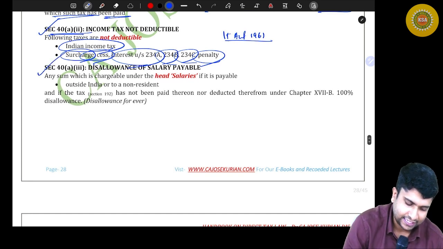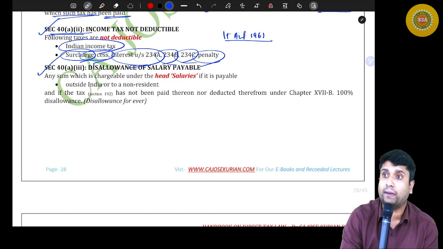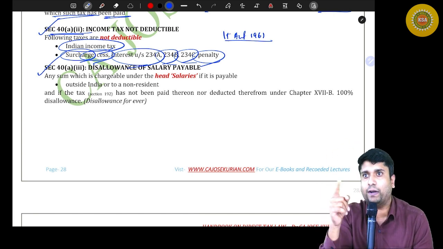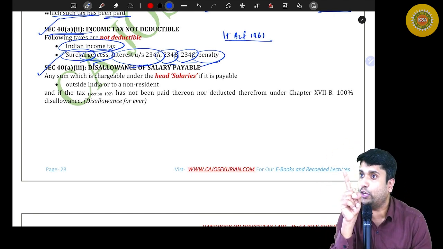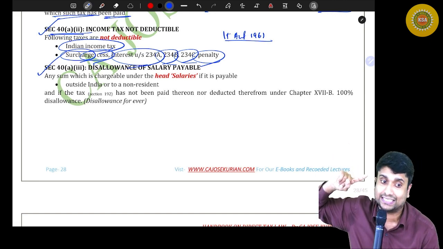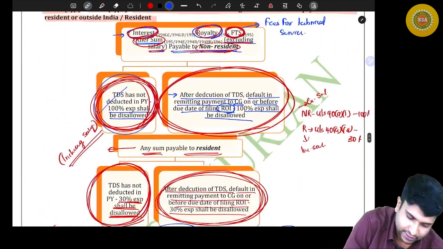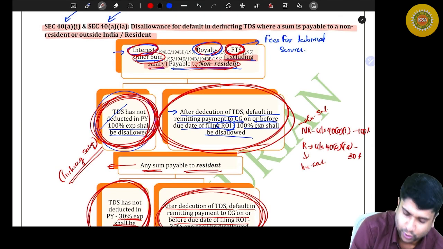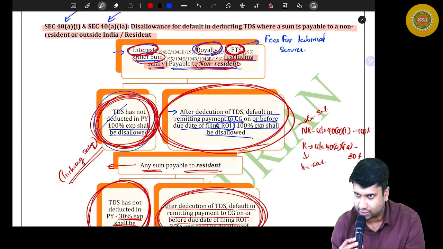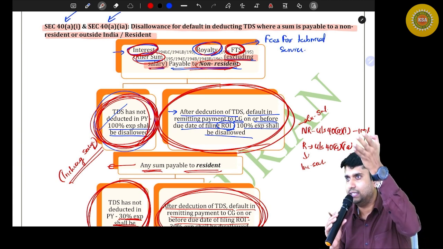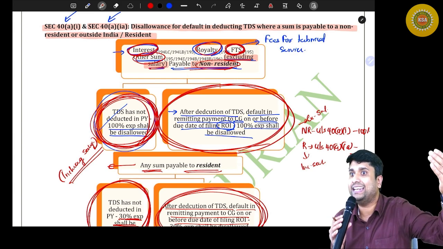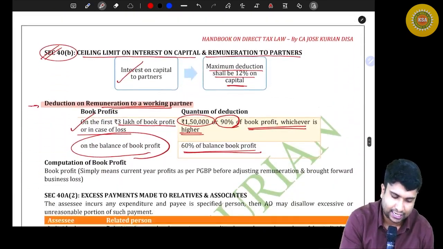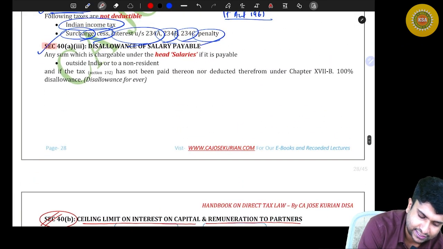Now, friends, there is another interesting thing. Hope you remember: if you are making a payment to a non-resident and there is no TDS, or there is TDS but you haven't made the payment to the central government, it is covered under 40A1. But if it is salary, it is not covered under 40A1 disallowance, because there is a separate section. Let's read that particular section right now. Can you read the section number?